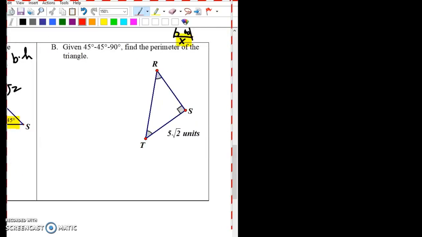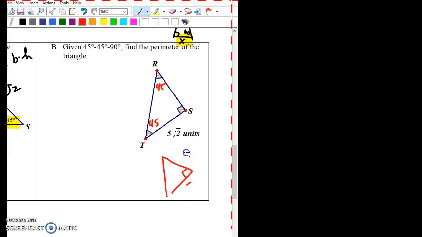One more. So here I have another 45, 45, 90 triangle, but this time they give me the leg. So I'm going to redraw this. 5 square root of 2. And I know it's a 45, 45, 90 because 90 plus the other two have to equal 180, so this has to be 45 and 45, all right? So I know this is 5 square root of 2 because they're congruent.